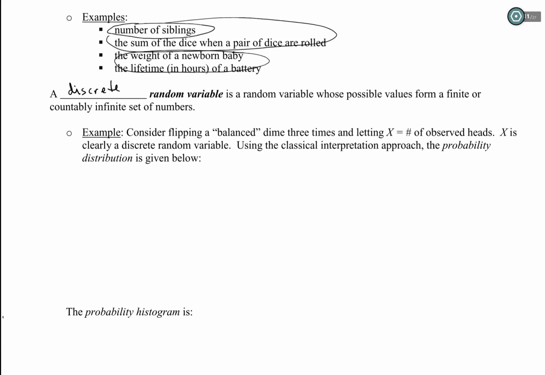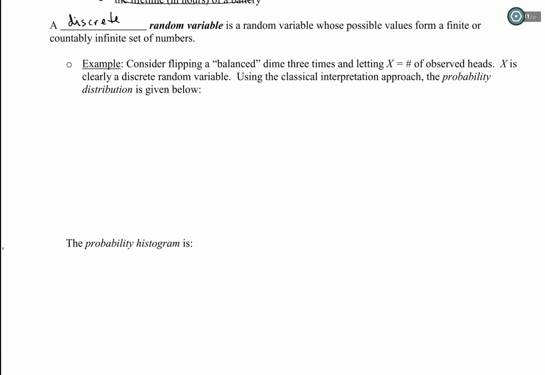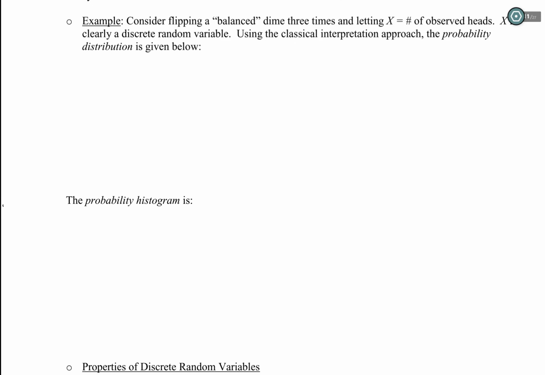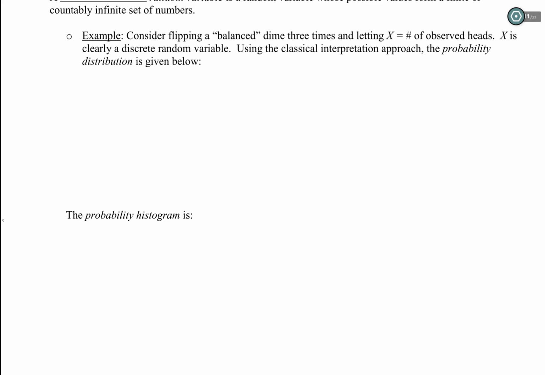Consider flipping a balanced dime. Balanced means that the chance of heads and tails is the same. Let X be the number of heads observed in those three flips. X is clearly discrete, right? X can take on 0, 1, 2, or 3. I want to use a classical approach to come up with what's called the probability distribution.